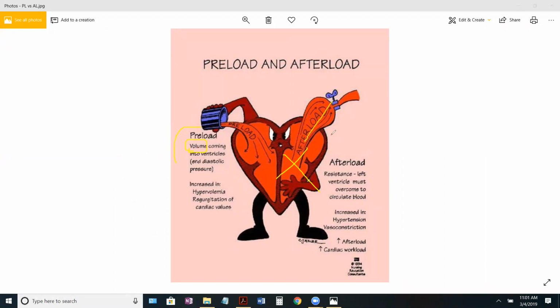But afterload is not a volume. It is the resistance. That's the resistance that the heart is dealing with. Look, the blood that is coming into the heart has the responsibility to be pushed through the whole circulation, through each capillary. The heart has the responsibility to push it through all the capillaries. That's why the heart is beating all the time.